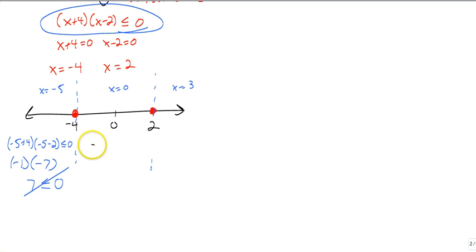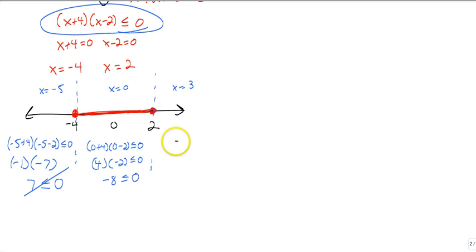Let's do 0. We got 0 plus 4, 0 minus 2. And again, you could also use the original, and that's fine also. So you get 4 and negative 2, which means negative 8. Which is true. So we know that this section will follow suit. So we're not going to shade it, we're going to just make sure that that's part of our number line.